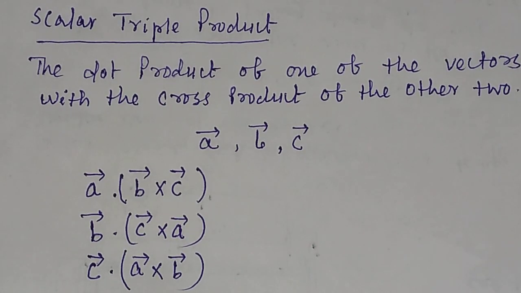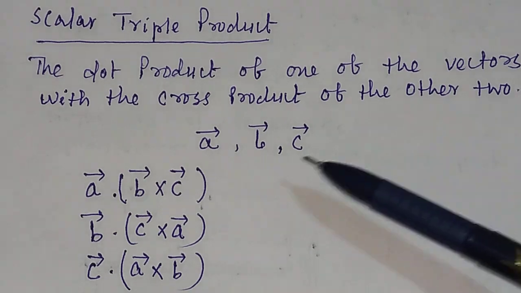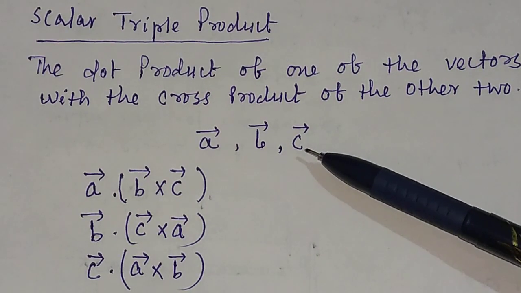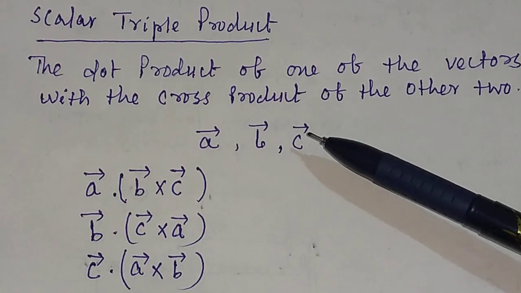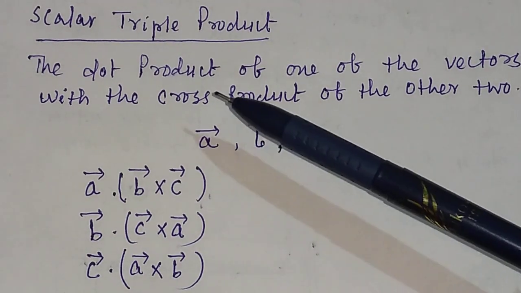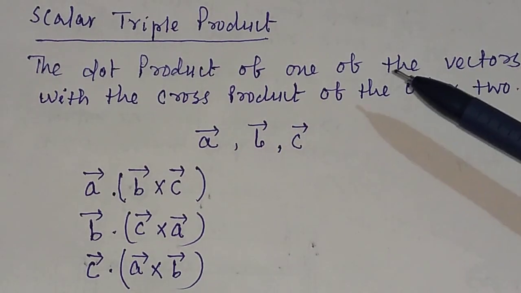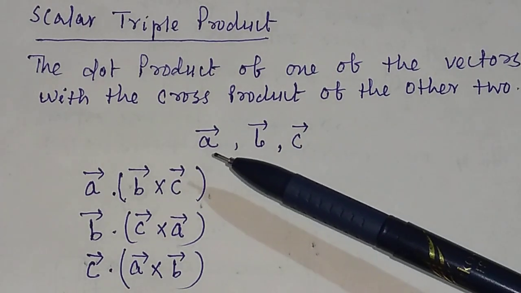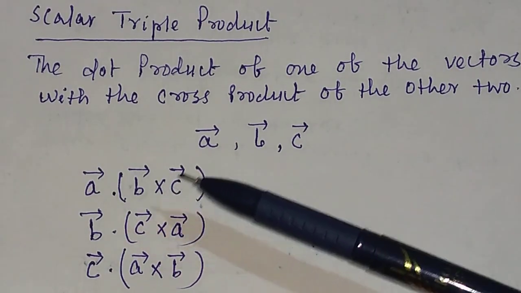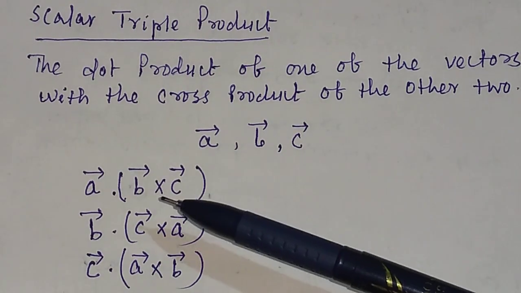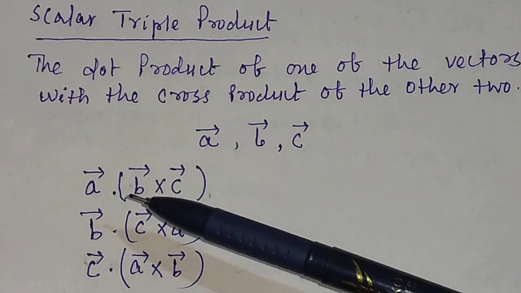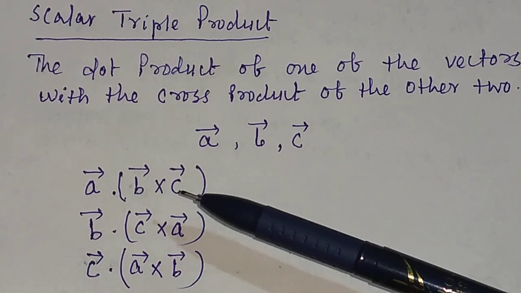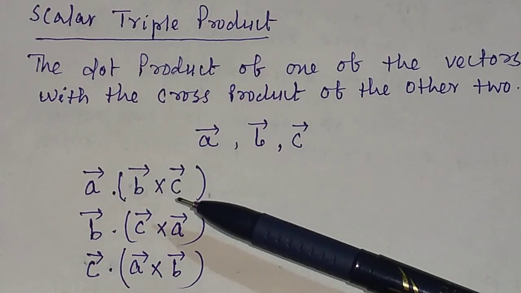What is scalar triple product? If you are given three vectors, suppose A vector, B vector and C vector, how can you define the scalar triple product? The scalar triple product is the dot product of one of the three vectors with the cross product of the other two. Suppose you have vector A and the cross product of the other two vectors, that is B cross C. Then the dot product of vector A with the cross product of B vector and C vector will give you the scalar triple product.